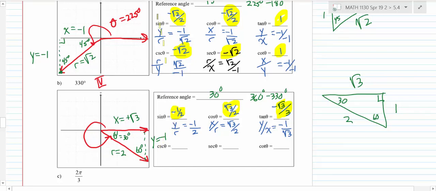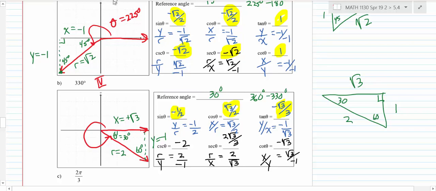Okay, so then the cosecant is r over y. R is 2, y is -1, so that would be -2. The secant is r over x, so that would be 2 over root 3. Rationalize to get 2 root 3 over 3. The cotangent's x over y, so that would be root 3 over -1, so that's negative square root of 3.